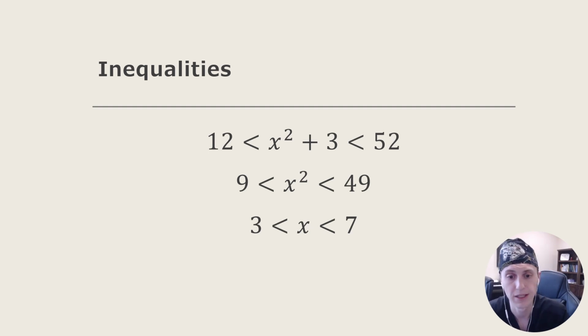5 squared plus 3 would be 25 plus 3, which is 28. 28 is indeed between 12 and 52, so you're good. Sometimes it's worth checking your answers if you can do something like that in a couple seconds, just to make sure there were no silly errors on the way.